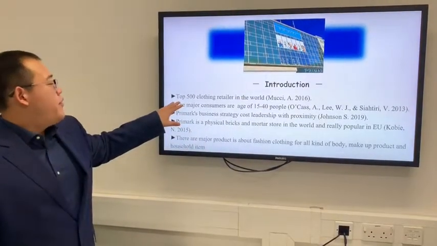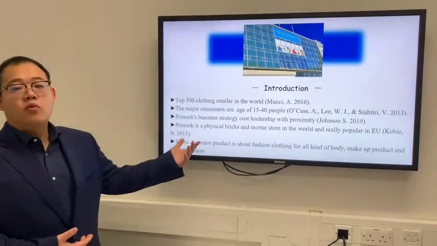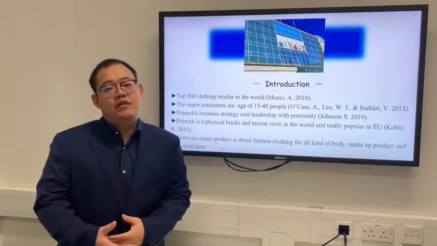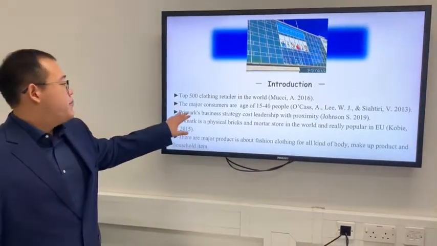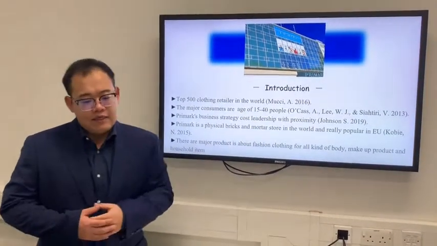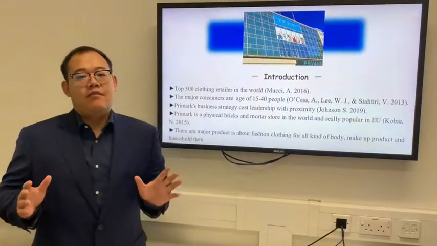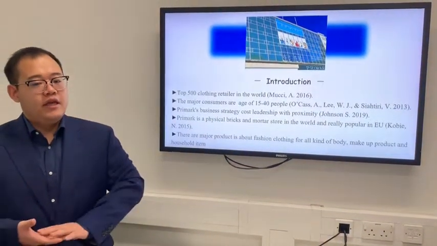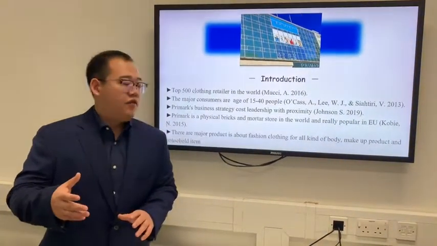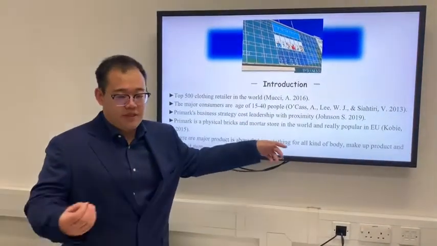PRIMARK is in the top 500 companies among clothing retailers in the world, which means it is really successful in running its business worldwide. The major consumers are aged 15 to 40, and that shows the market share of PRIMARK is much wider than other companies, as it faces all ages of people. The third point is that PRIMARK's business strategy is called leadership with proximity.